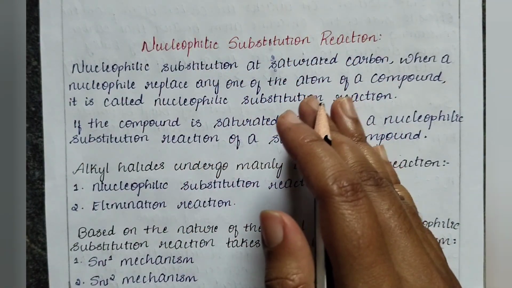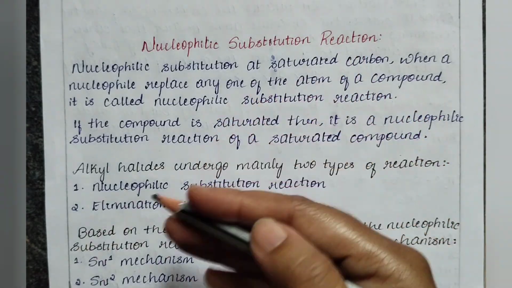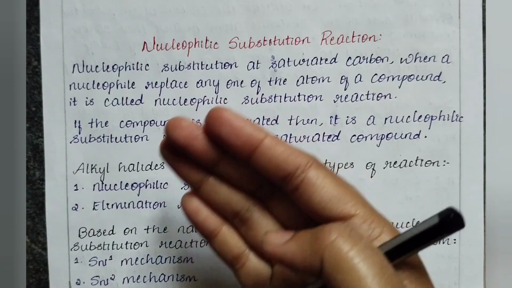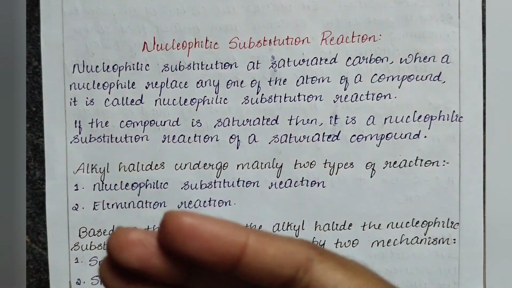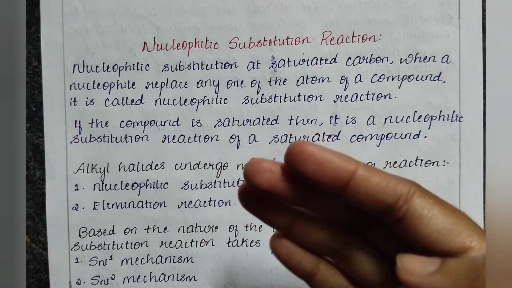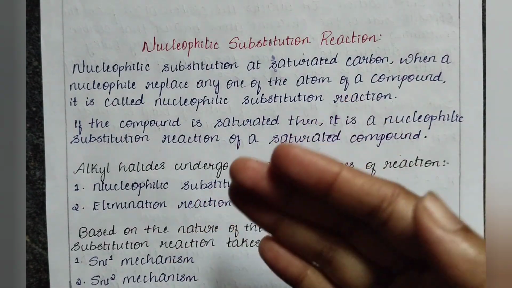Today we are going to discuss the topic nucleophilic substitution reaction. Before going into the definition, let us see what a nucleophile means. A nucleophile is an atom, molecule or ion that donates a pair of electrons to form a new chemical bond. By the name itself, we can know that nucleophile is nothing but nucleus loving.